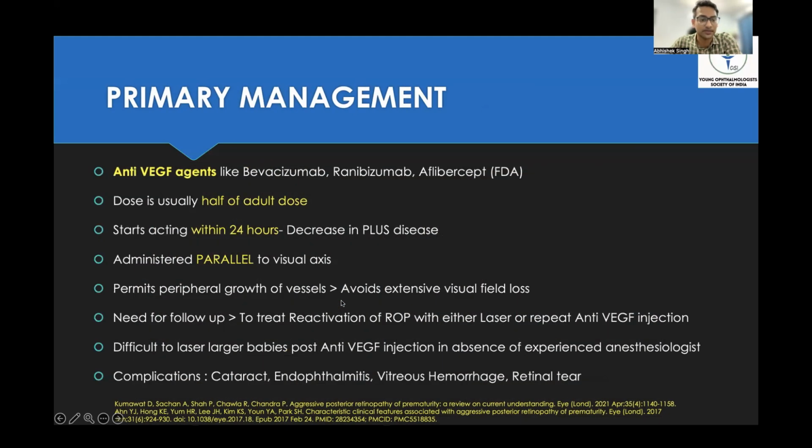In the anti-VEGF era, we have multiple options of anti-VEGF agents, which act within 24 hours of administration, and immediately on the first post-op day you can see a decrease in plus disease. Important points to remember are that the dose used is usually half of the adult dose, and the direction of the needle while administering is parallel to the visual axis. The advantage is that it permits the peripheral growth of vessels. It avoids the extensive visual field loss.